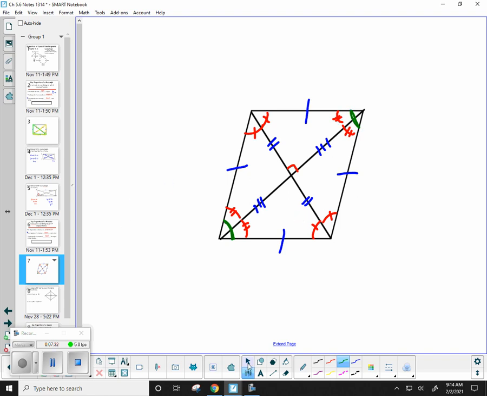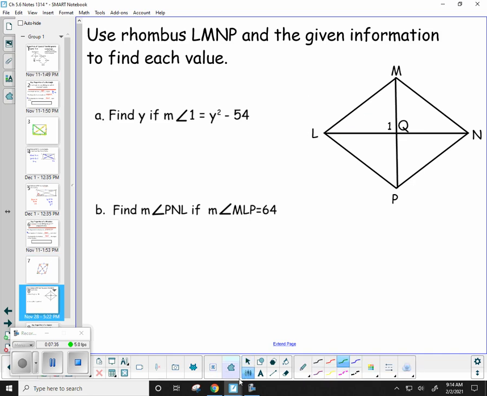All right, so let's try a couple of examples with that. It says use rhombus LMNP and the given information to find each value. Find y if the measure of angle 1 is y squared minus 54. Because it's a rhombus, I know I have a right angle here, so y squared minus 54 has to equal 90. If I add 54 to both sides, I get 144. Take the square root, I get y equals plus or minus 12. A lot of times in geometry we can only have positive values, but because we end up squaring it, positive and negative 12 squared will still give me that positive 144. So this is a case where it's okay to have plus and minus.